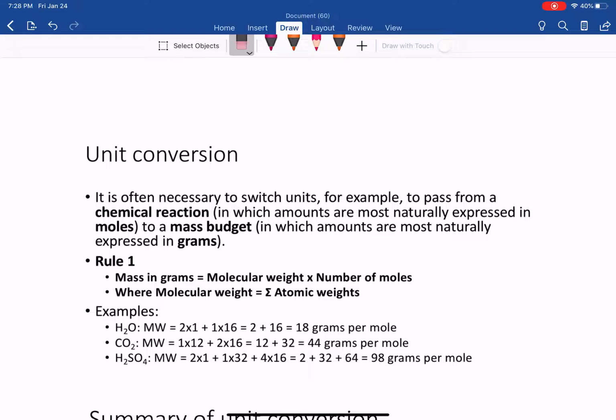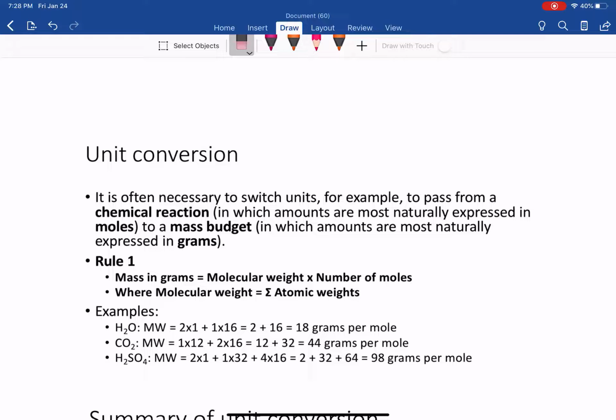So this is the first video of chapter number 2. We'll be discussing now the unit conversion that we discussed in class, which is going to be used in quiz number 3 and the exam.